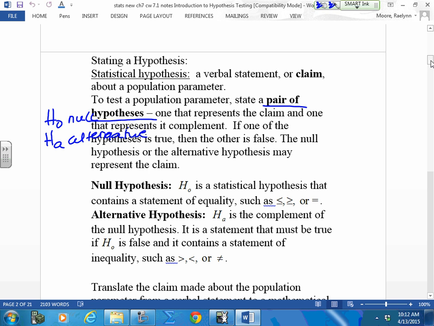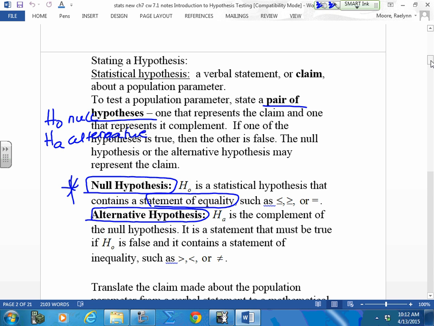The null hypothesis, this is the most important part, is the one that contains the statement of equality. It has an equal sign in it. If I say greater than or equal to, less than or equal to, or just say equal to, at least, that's got an equal in it. At most, that has an equal in it. My null hypothesis always contains the equal sign. Therefore, the alternative hypothesis does not contain an equal sign.